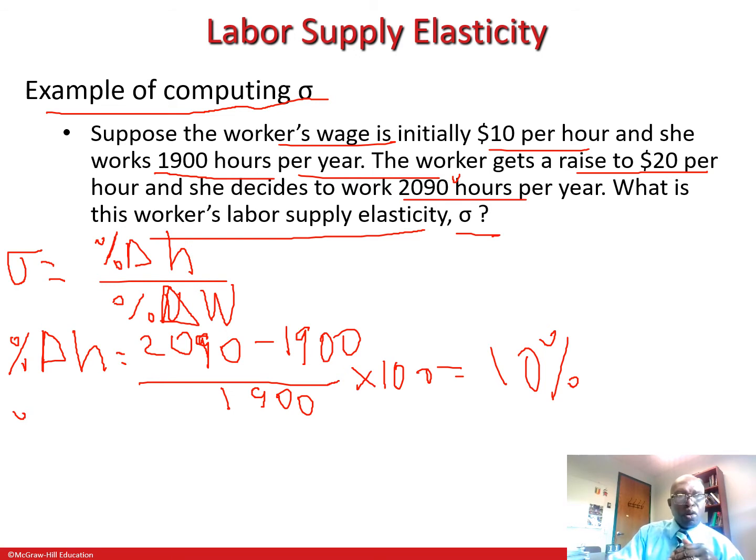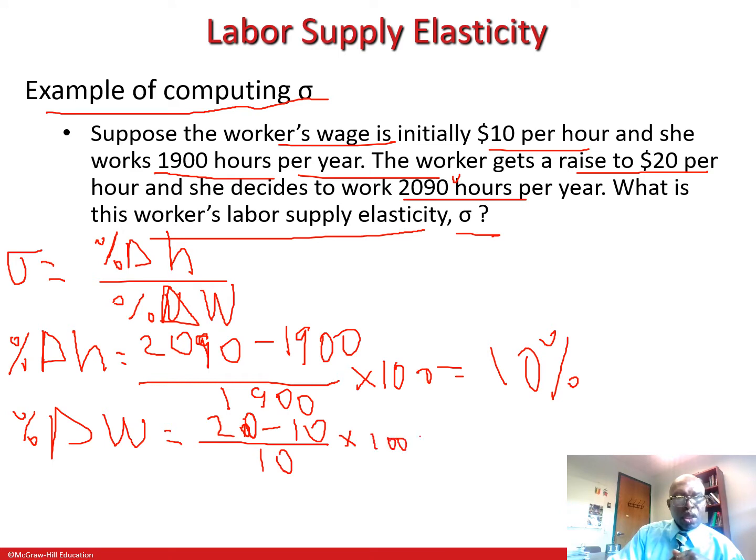Let's do the same thing for the percentage change of the wage rate W. The pay raise was $20 minus $10, divided by $10, times 100 to have it in percent. So 20 minus 10 is 10, 10 divided by 10 is 1, times 100, that's 100%.